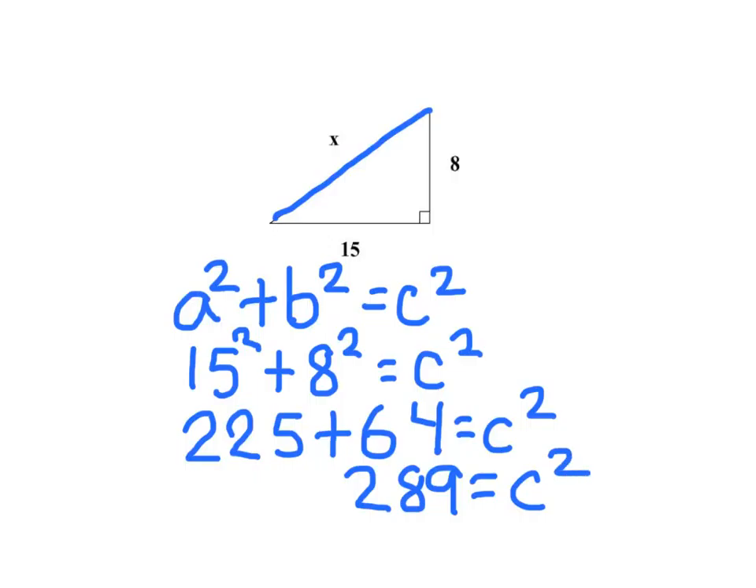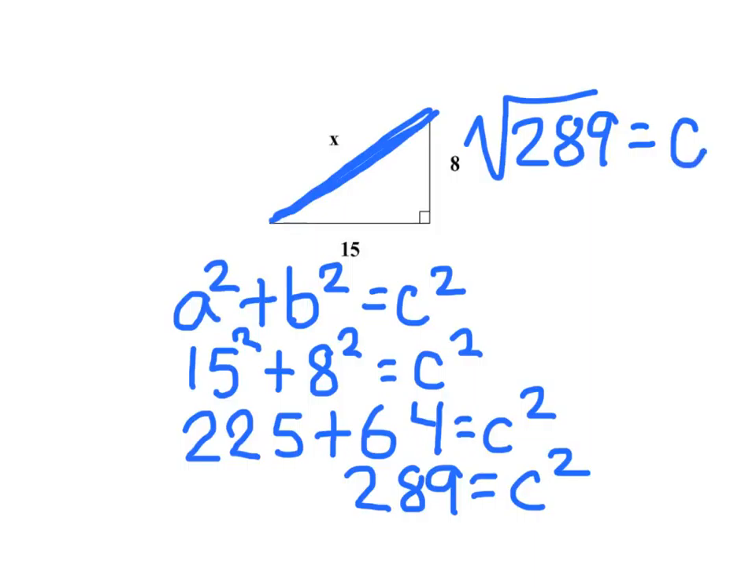All right, so if the area of that biggest square is 289, we'll take the square root, and that will give us the length of the hypotenuse right there. So the square root of 289 is equal to c, and that just happens to be a perfect square. 17 times 17 is 289, so c equals 17.